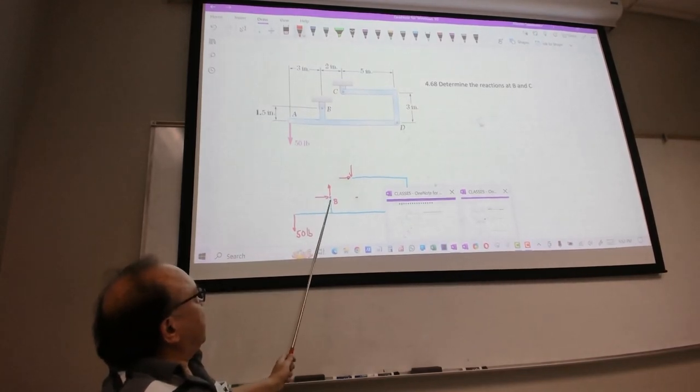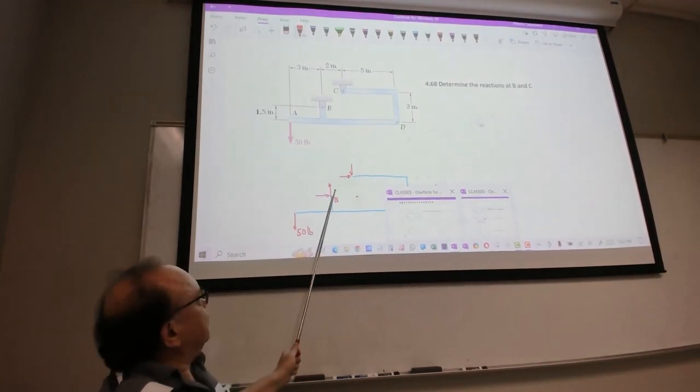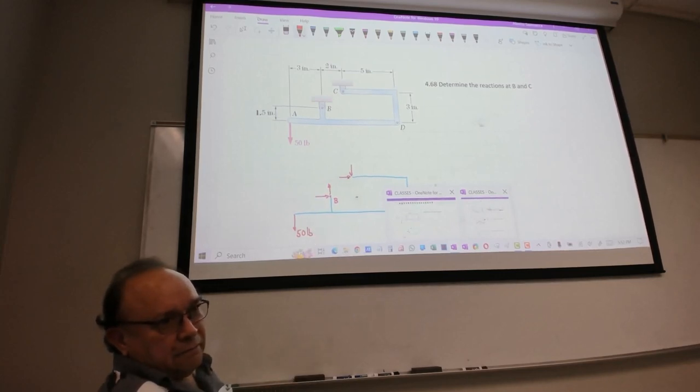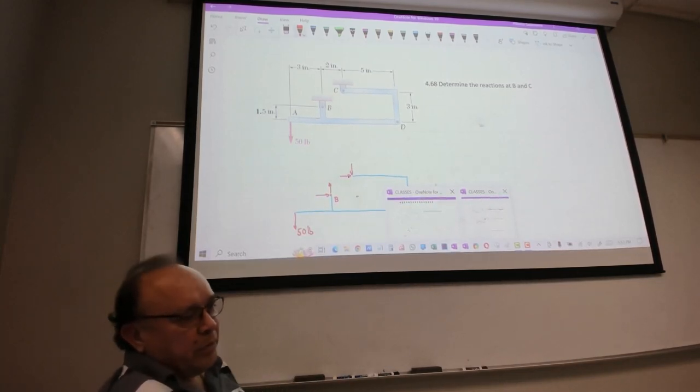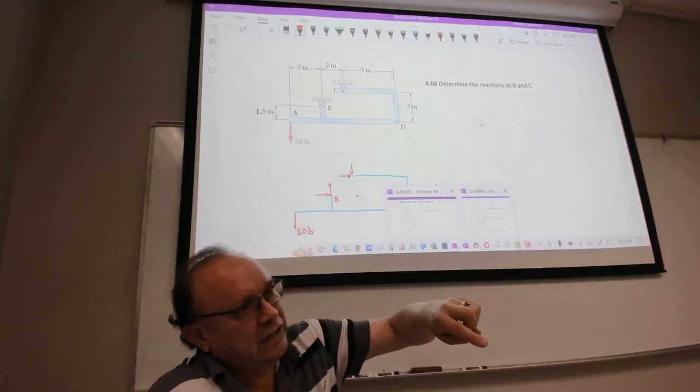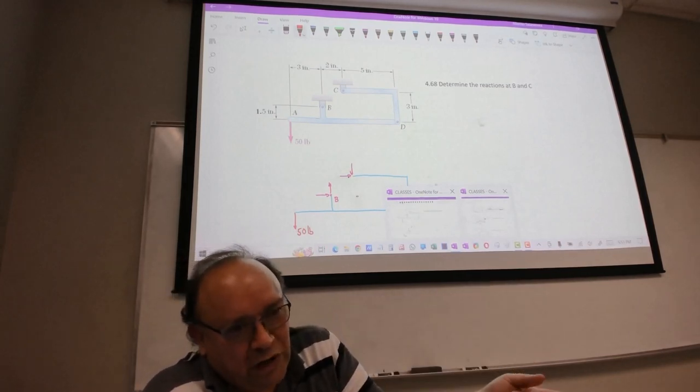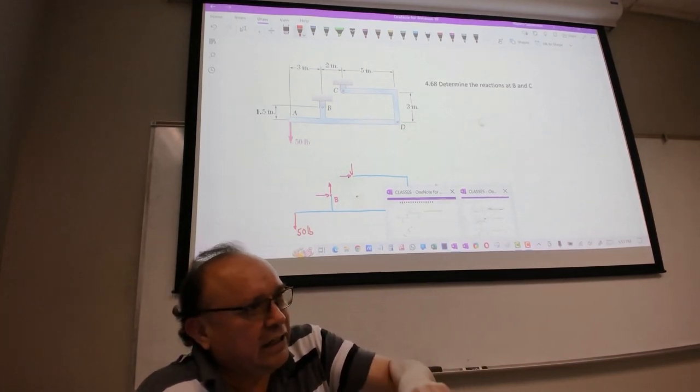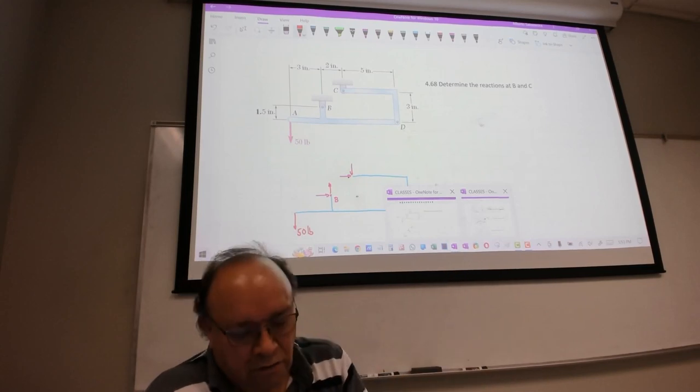You assume this to the right, and if you get a minus sign, then you know that this is to the left. Same for the vertical. For everything, even for moments: if you assume clockwise and you get a negative value, then it's counterclockwise.